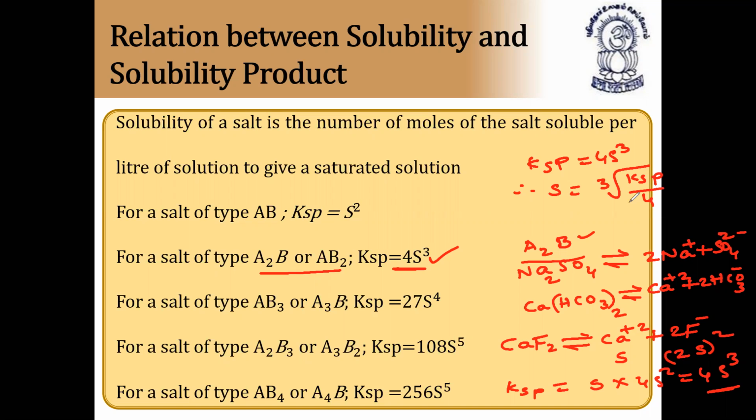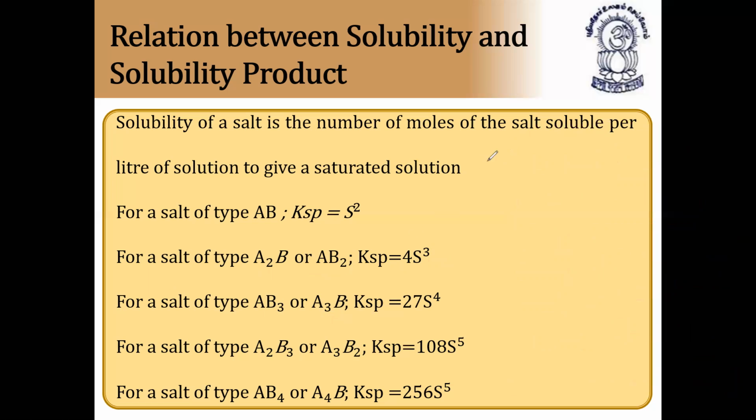Next, the salt of type AB3 or A3B. So please note down in your classwork. In the examination, they can ask either to find KSP or solubility. So first you have to identify the type of salt given. If the type of salt is A2B or AB2, then KSP is equal to 4S cube. If they give KSP for that salt and ask us to find solubility, then solubility is the cube root of KSP divided by 4. So this is clear.